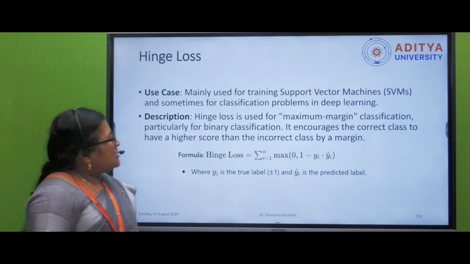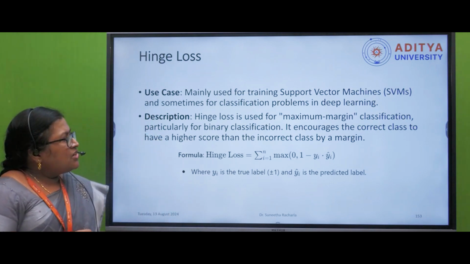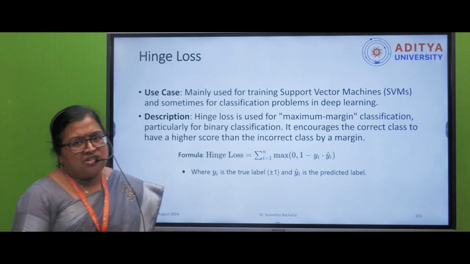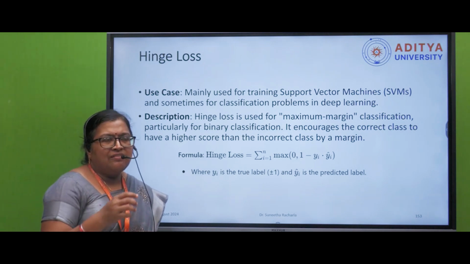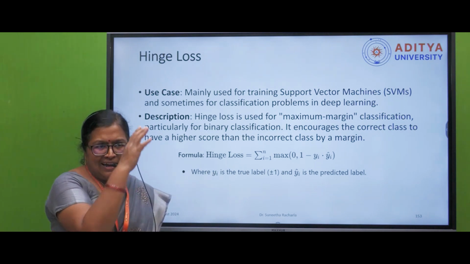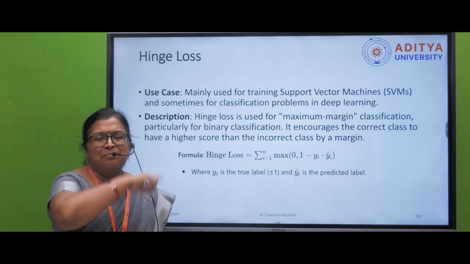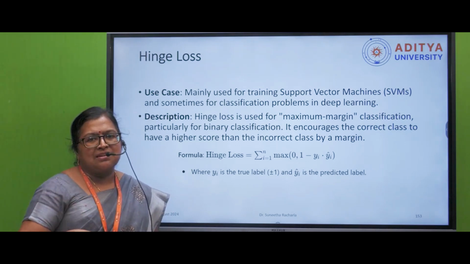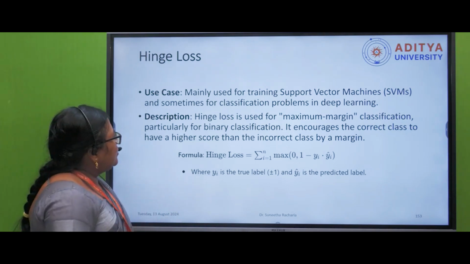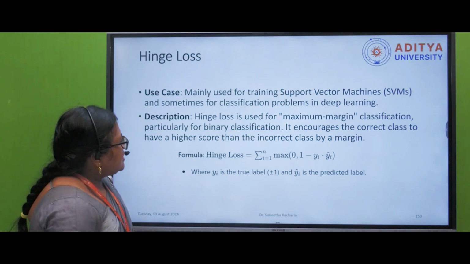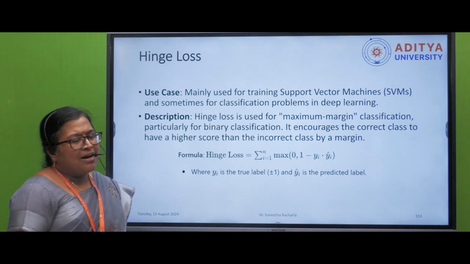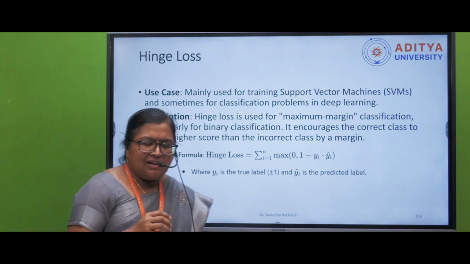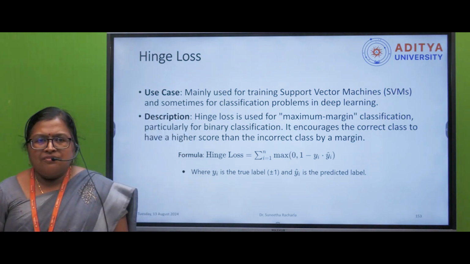The next one is hinge loss. Hinge loss is used with support vector machines. In support vector machines, which we have already discussed, instead of a separation line we use a plane to separate the data points or data samples. In that particular case, we use the hinge loss. This hinge loss is used for maximum margin classification.